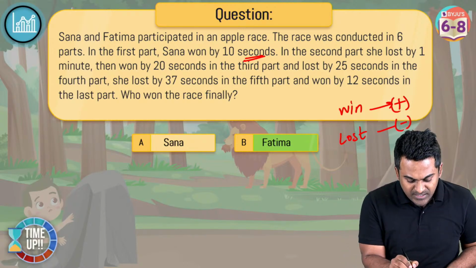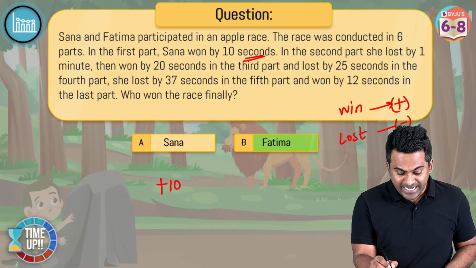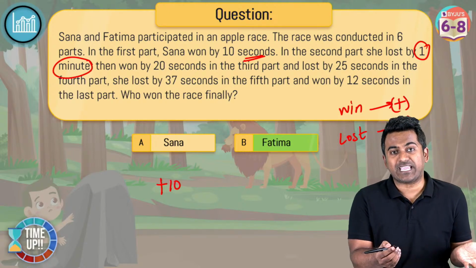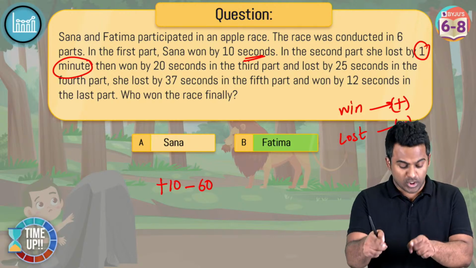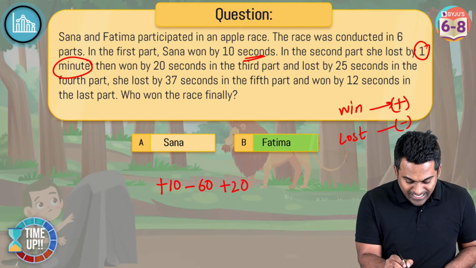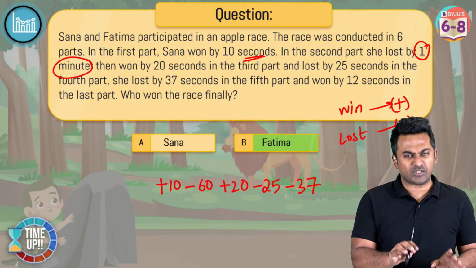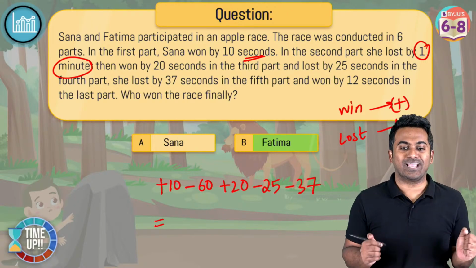Okay. In the first part, Sana won the race by 10 seconds. So I'm going to write it as plus 10. Second part, she lost by 1 minute. Now you all know 1 minute has how many seconds? 60 seconds. So I'm going to write minus 60 because she lost. Third, won by 20. So that's why plus 20. And lost by 25. So minus 25. And then again, she lost by 37. So minus 37.